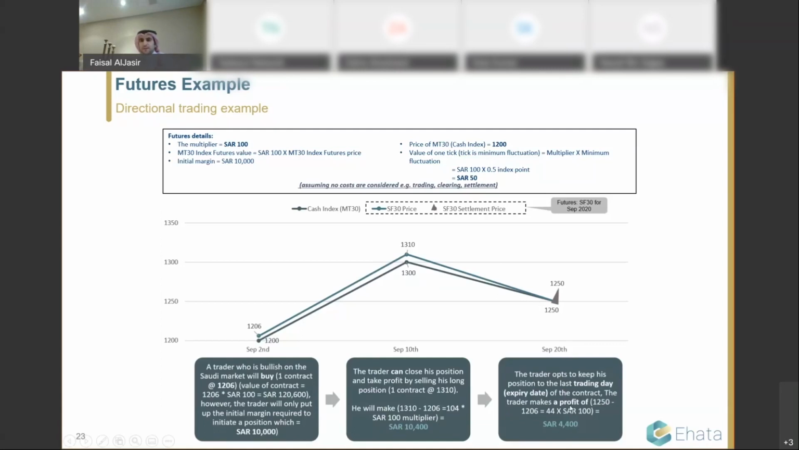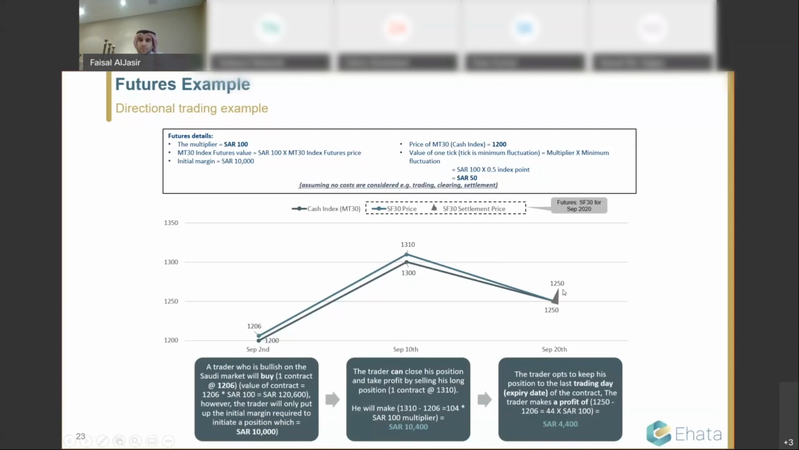At expiry, if the trader wants to keep his position at the last trading day, then it will be settled at that day, at that price. So what happens? The market went down. We're talking about the underlying, the index itself, which went from 1,300 down to 1,250, and the future price also went to 1,250.